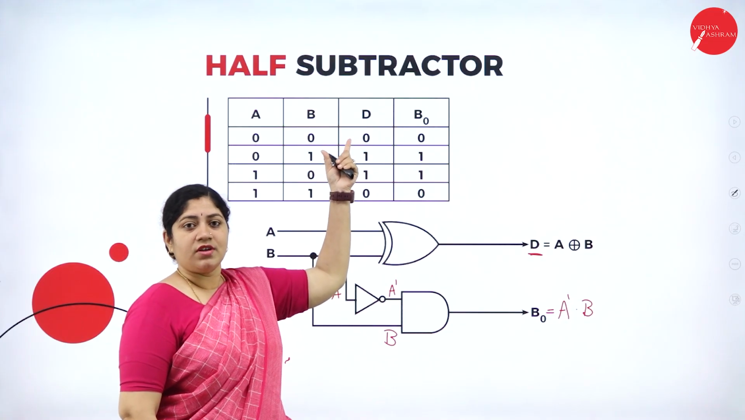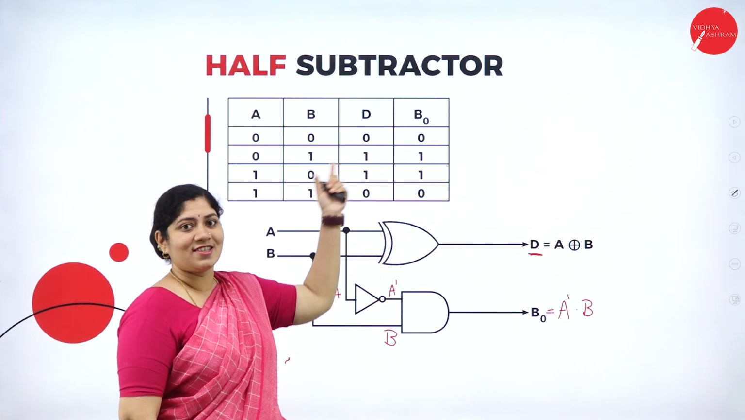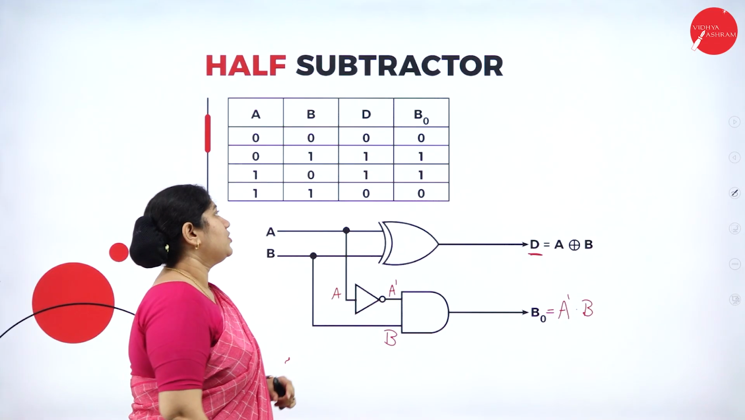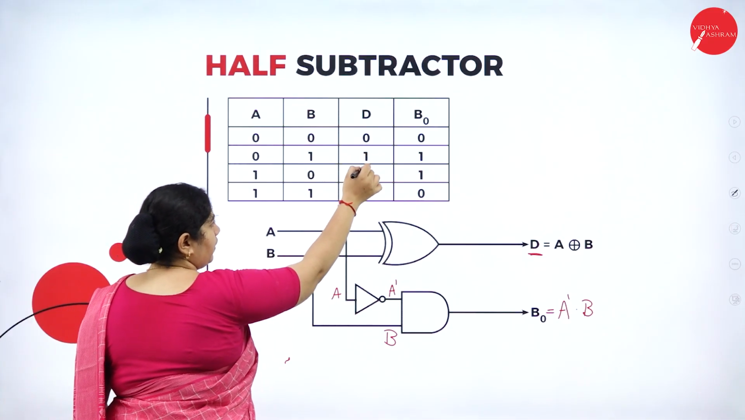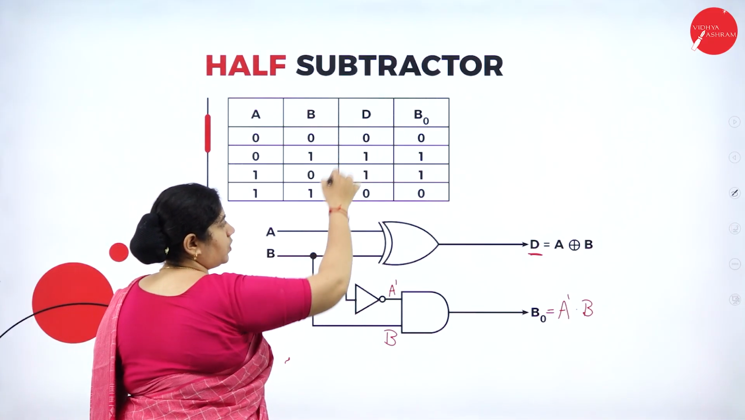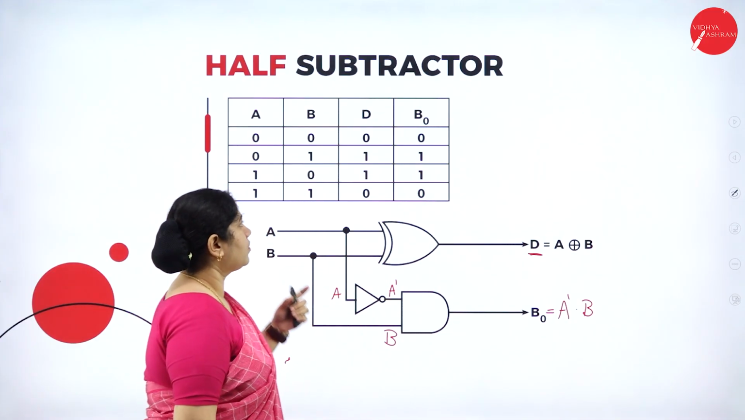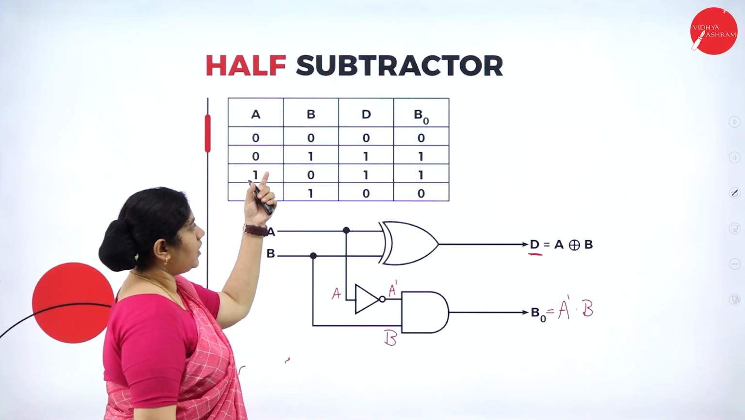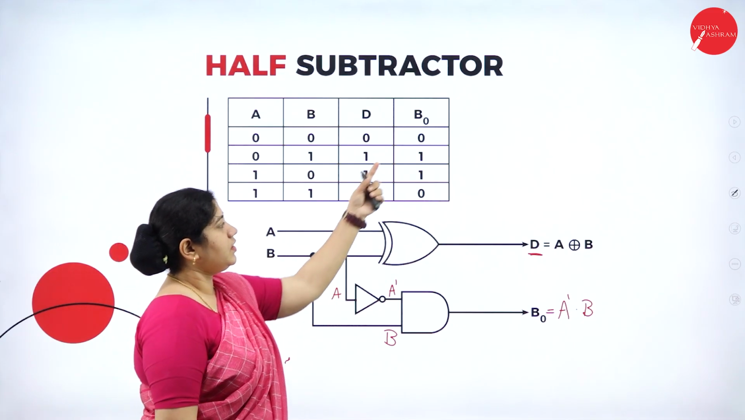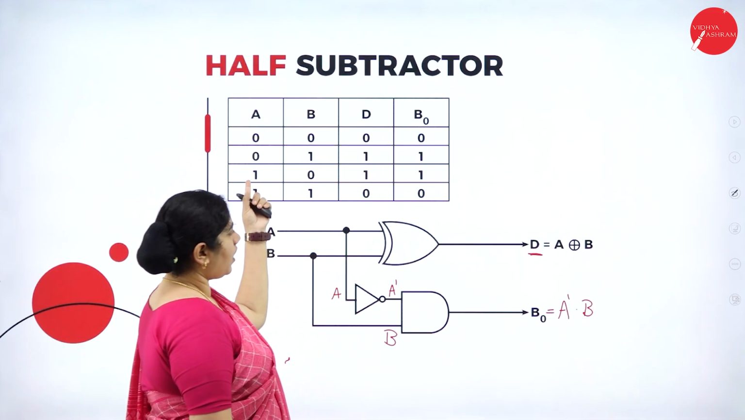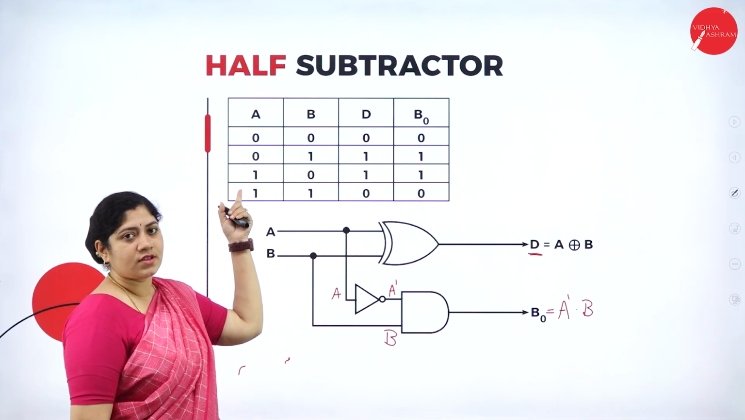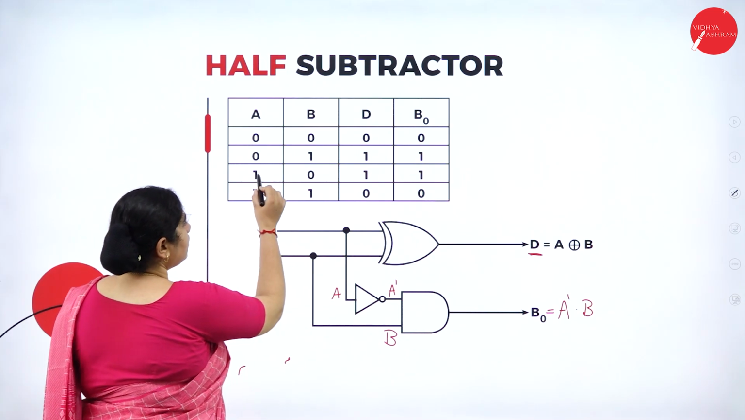So let's start with the difference here. What is a difference? It is none other than our XOR gate. So we will be getting 0, 1, 1, 0. So this is the XOR gate output, followed by A dash B, correct? So let's see, where do we get this A dash B? Here, the borrow and the answer, that is A dash B, we will be getting here.